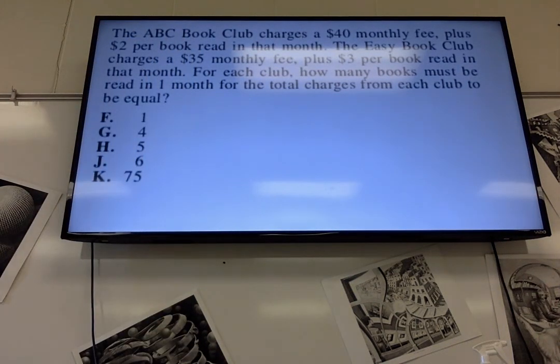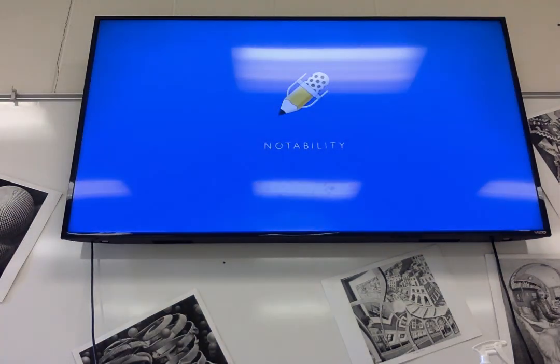There is a blank copy there. If you ever do lose yours, or if you need another copy, I have a few extras. All right.